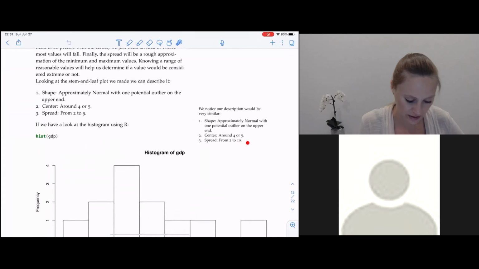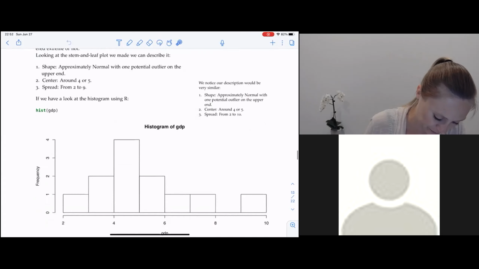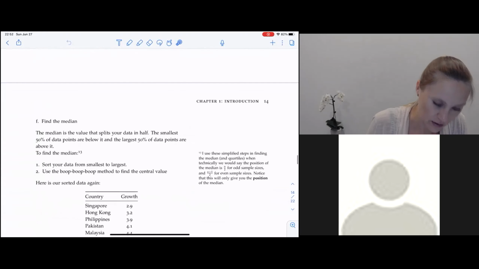So here, the 9 was from the stem and leaf plot, because then we had the actual data points. Here is the description for the histogram, but that's what we corrected it to. Okay.